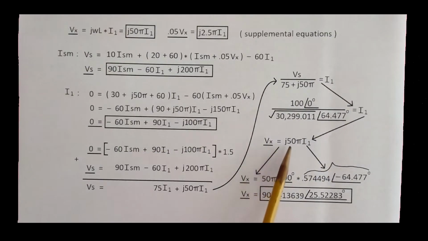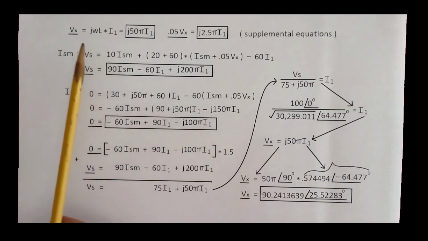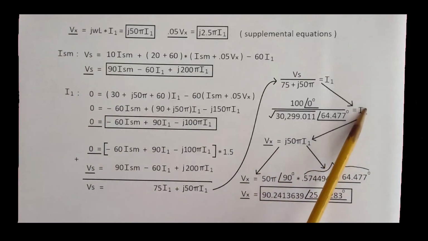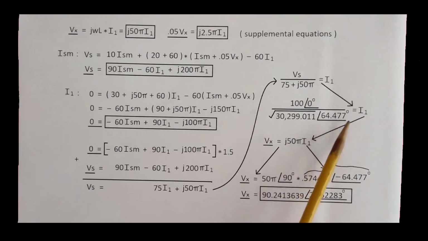Vx is found with this equation here, substituting in the inductor. We already have I1, substituting in for I1, and we come down here to Vx. There's a little bit of number crunching there again, but still basic stuff everyone should be able to do. And a final multiply in polar form, and we have Vx. Here's the voltage across the inductor.